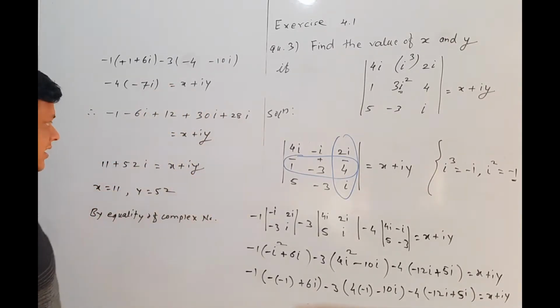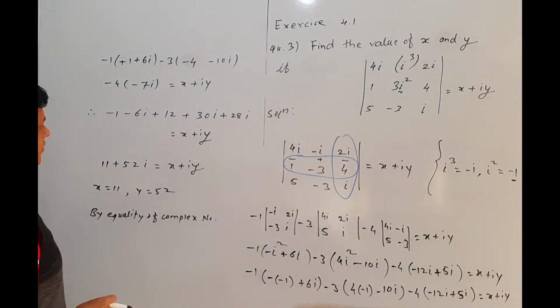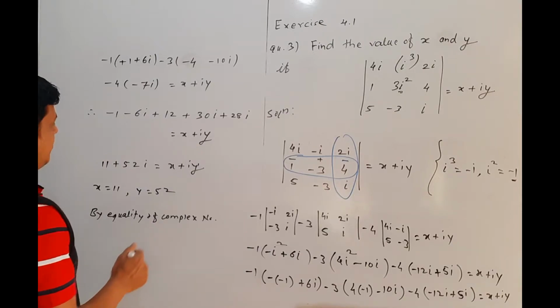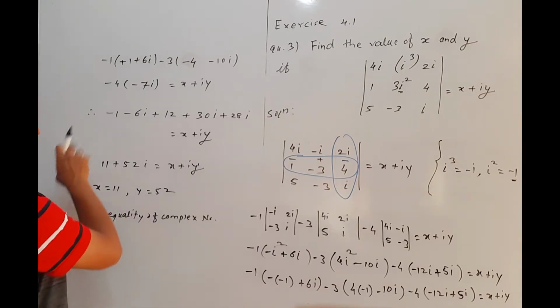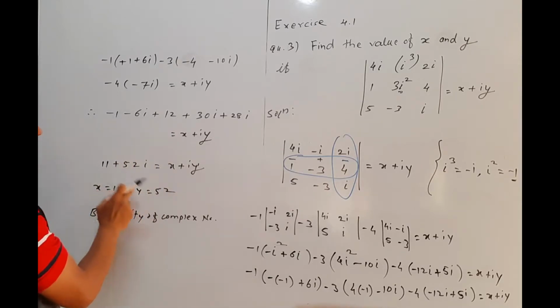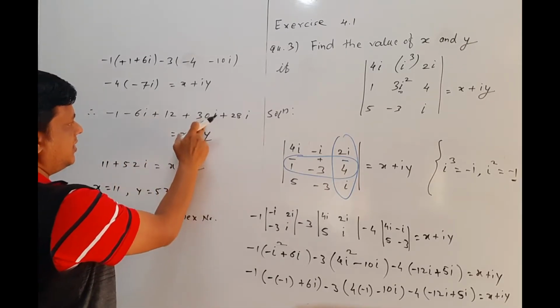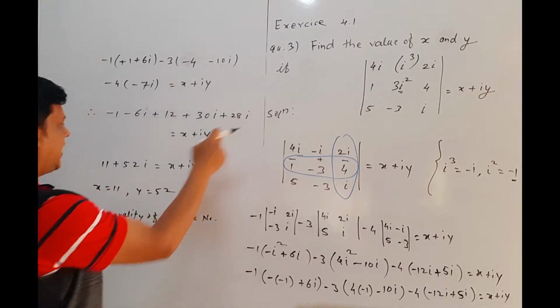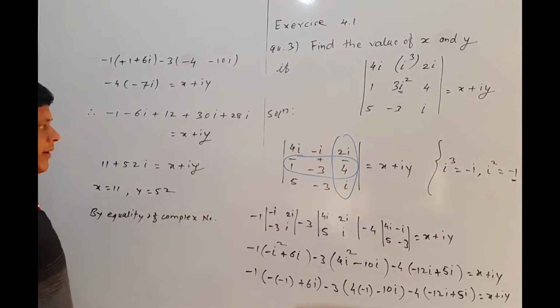iy as it is. Now add the real part with the real part and the imaginary part with the imaginary part, so we calculate here minus 1 plus 12 which is 11, then minus 6i plus 30i plus 28i, after calculating we get 52i equals x plus iy.